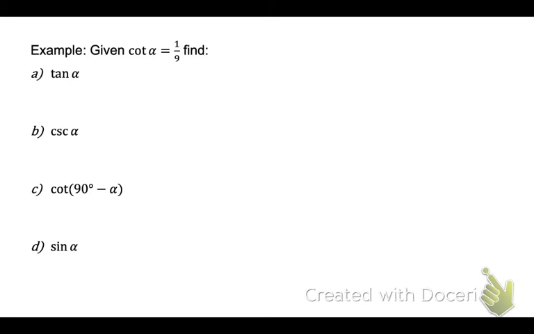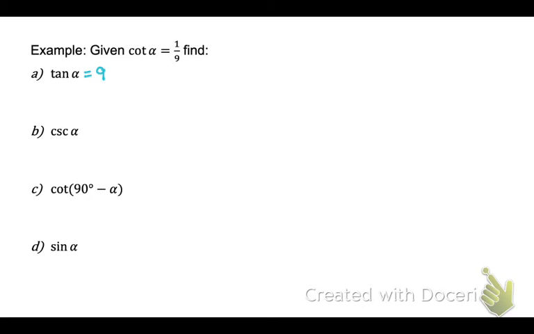So what do you want to do? Tangent. Okay, why do you want to do tangent right away? What's the relationship? Oh, cotangent, it's the cofunction. They are reciprocals of each other. So the tangent of alpha is 9, and that is because they're reciprocals of each other.